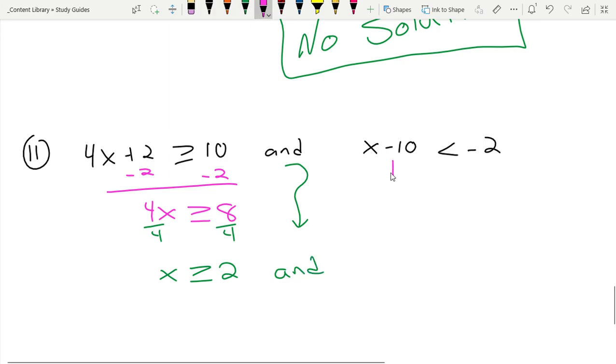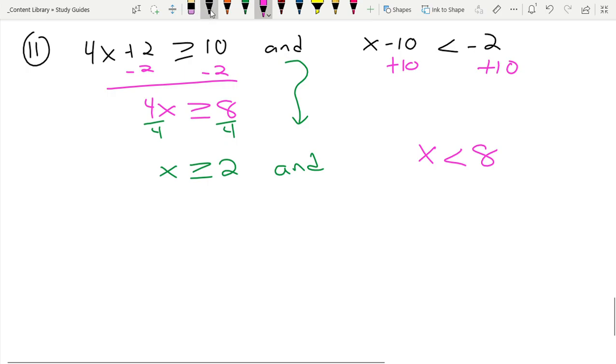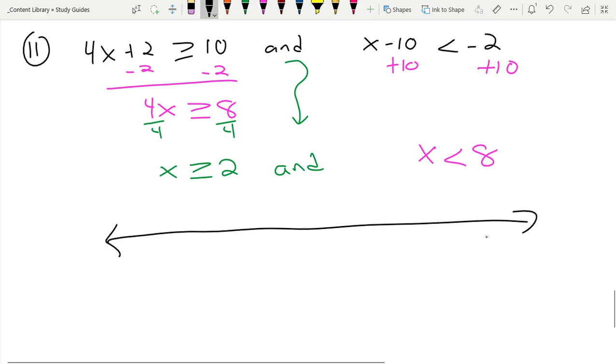Let's solve this one. Add 10, add 10. We get x is less than 8. And now we do the number line. So we've got 2 is the smallest number, 8 is the biggest. Pick a number to the left of 2 like 0. Is 0 bigger than 2? No, it's not, so we don't use the left.